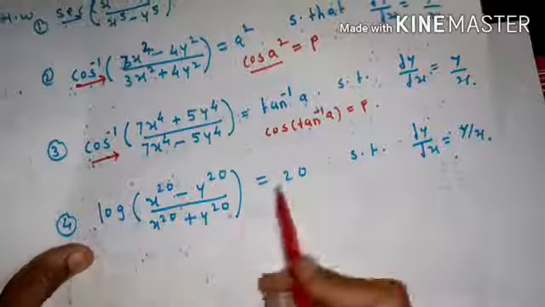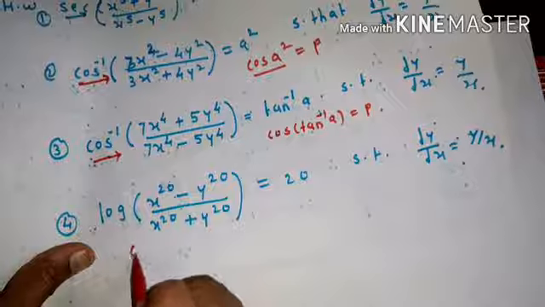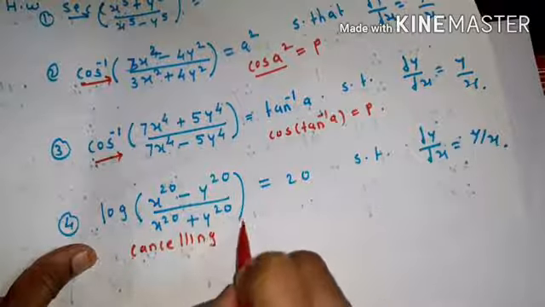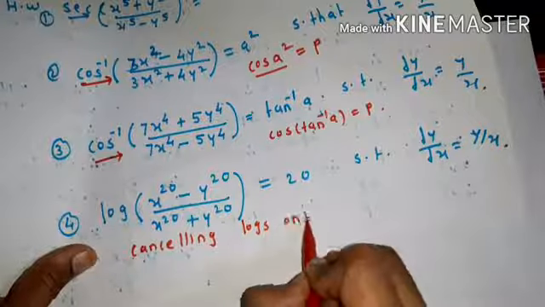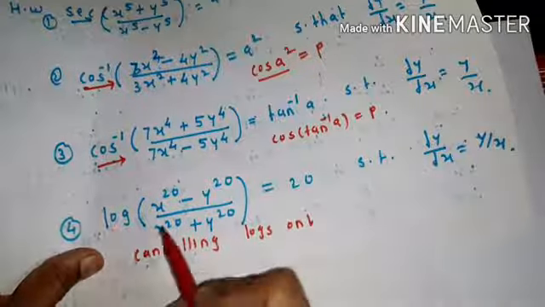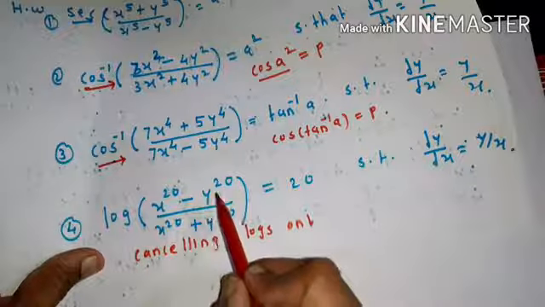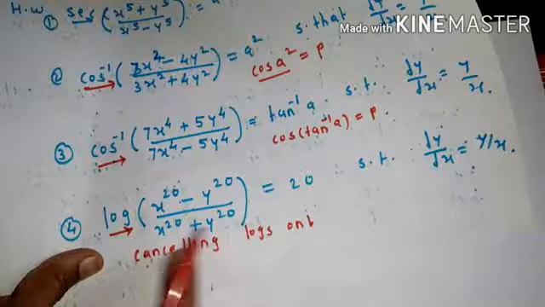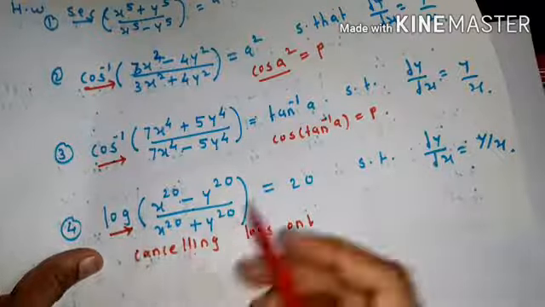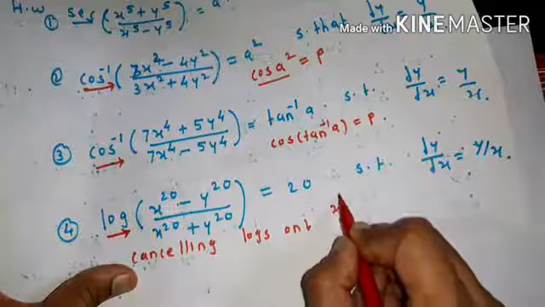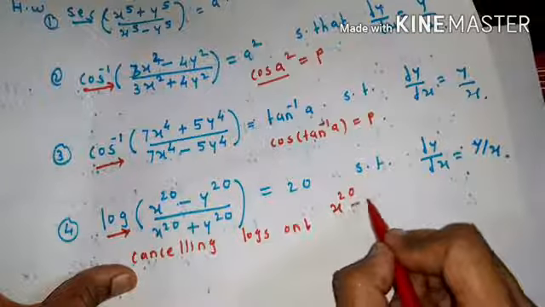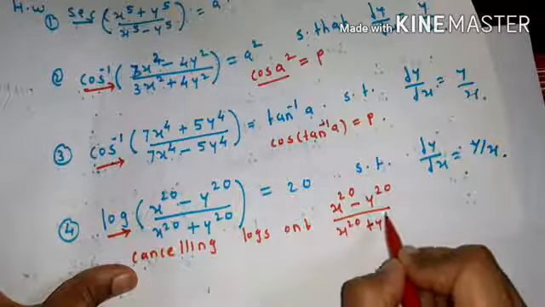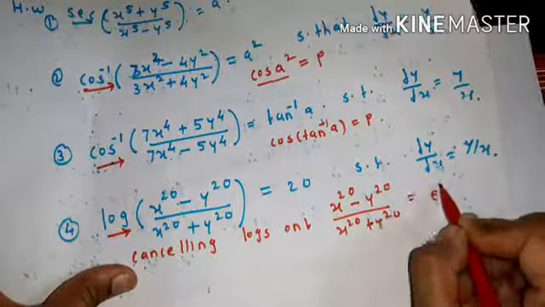Here, cancelling logs on both sides. The hint for this problem is cancelling logs on both sides. Cancelling logs on both sides means here that will be x raised to 20 minus y raised to 20 upon, this log will be shifted. Shift means cancelling logs on both sides. Here log gets cancelled and you will get x raised to 20 minus y raised to 20 upon x raised to 20 plus y raised to 20 equal to e raised to 20.